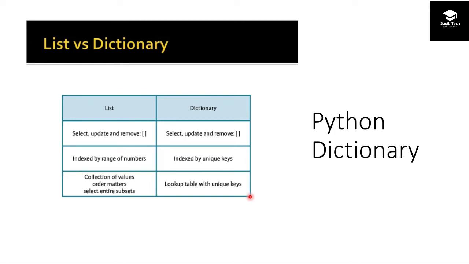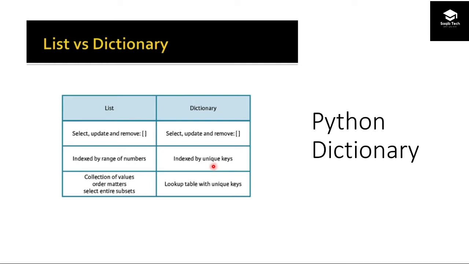So what is the difference between list and dictionary? Why do we use a dictionary sometimes and a list at other times? First, you need to know that select, update and remove are not the main issue, they are almost the same. The main important thing is that lists are indexed by a range of numbers, meaning we need to access the value of a list by putting in numbers as the index. For example, if I want to access the second student, I write student of 2. But in a dictionary it is indexed by unique keys. Unique keys mean that we can't have more than one key with the same name. This is the first difference.